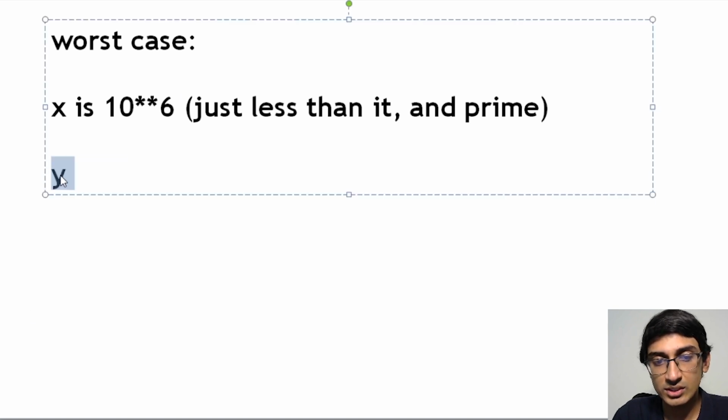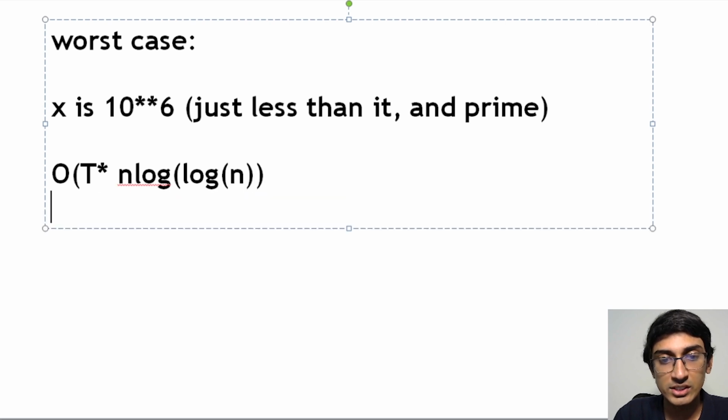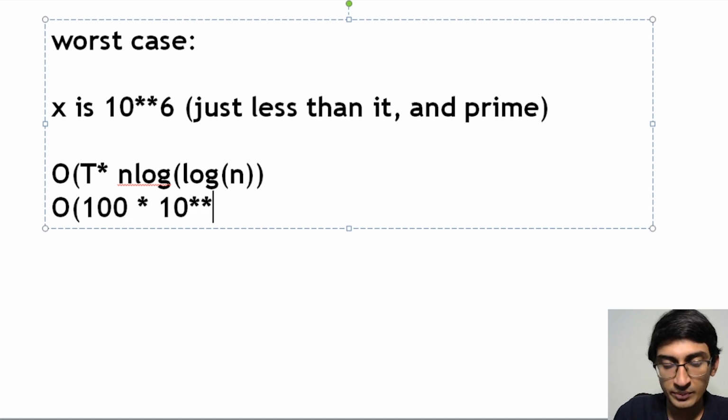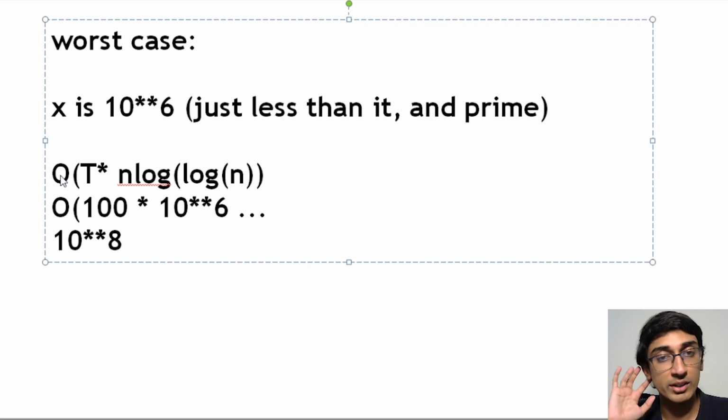So in such a case, your order ends up becoming t into n, and let's say you find x by sieve. So we know it's n log n. So if you find out using n log n, whatever is the case, you're getting O of t, which is 100, into 10 raised to 6, into whatever is the log factor, that we don't care. It is effectively becoming 10 raised to 8, which is out of the order that we need, because the maximum order we can go to is 10 raised to 6.